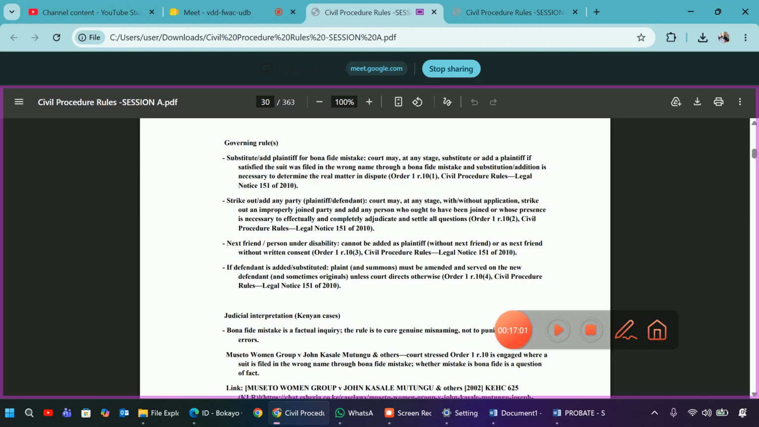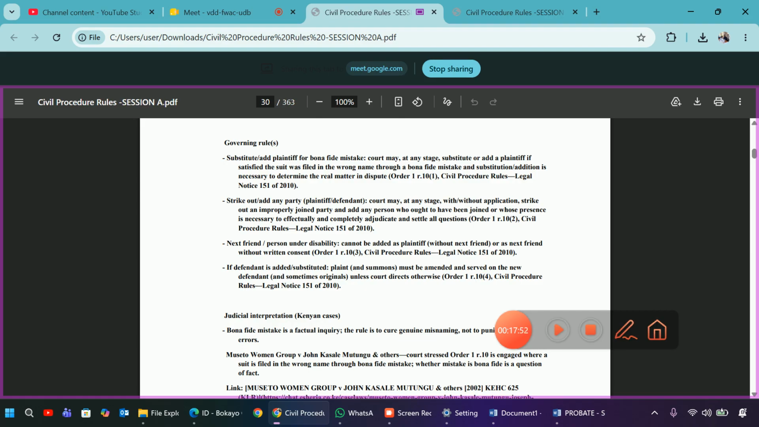Then you have another situation where we have a next friend or persons under disability. These people cannot be added as plaintiffs without a next friend, or as next friend without written consent. This is Order 1, Rule 10, Sub Rule 3 of the Civil Procedure Rules. If you want to be joined as a next friend, you must obtain written consent, and you can't join a plaintiff who is a person under disability without a next friend. So if the examiner sees that you have directly sued a person who suffers under disability and is a minor, then the examiner will just know that you don't know what you're doing.